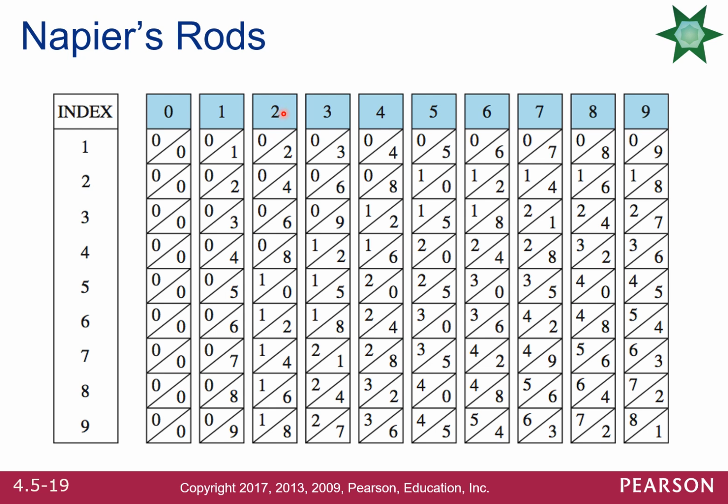Then the next column has 2. So 2 times 1 is 2, so 0, 2. Let's pick another number. 6 times 2 should be 12, so 1, 2. That's how it goes all the way through to 9. So 9 times 9 is 81, so we should have 8 above and 1 below the diagonal. All right, so that's how Napier's rods look. We will now see how to use this table to perform a multiplication.